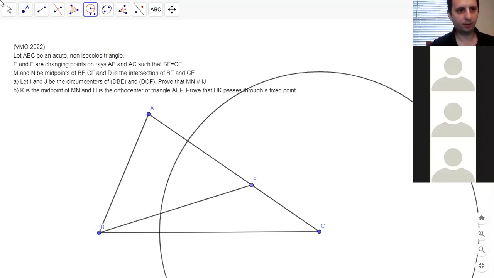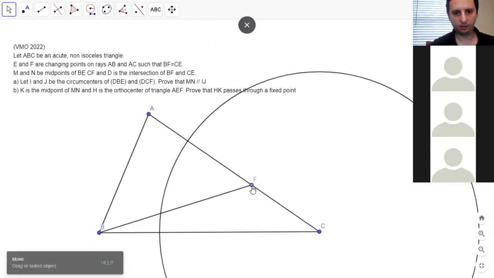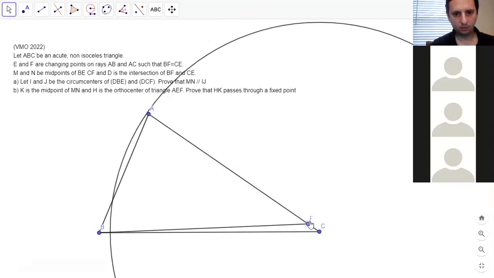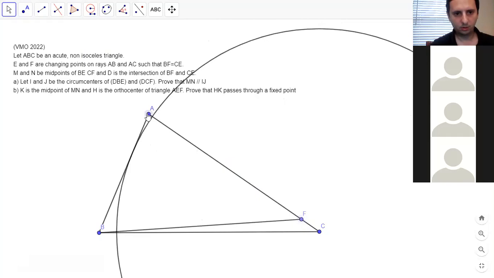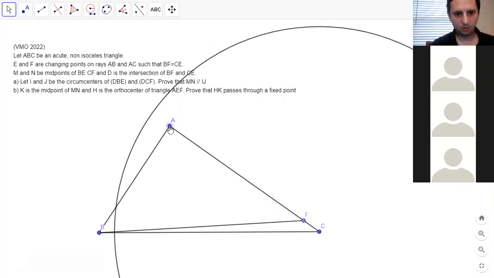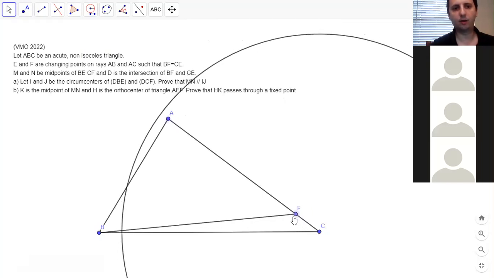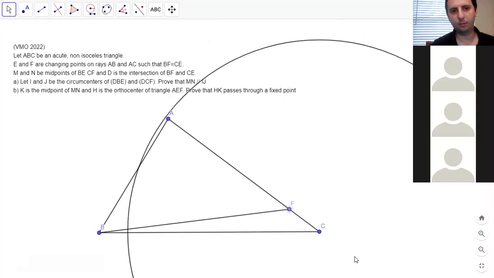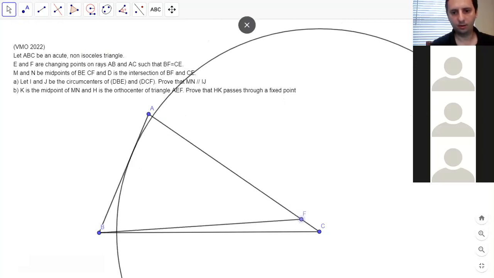Let me move the diagram around to make it better. You move point F out of segment AC, because I think that is how the original problem stated. Oh, F is past point C. Yeah, that's how the original problem was. All right.